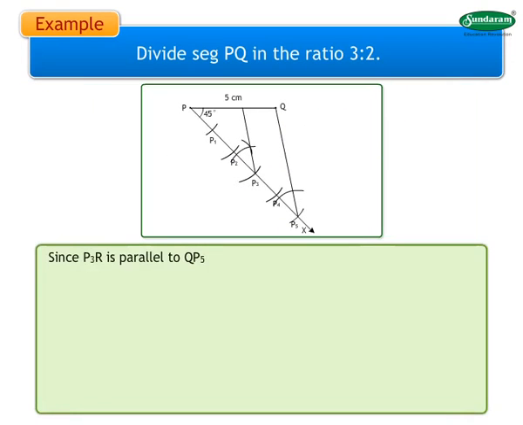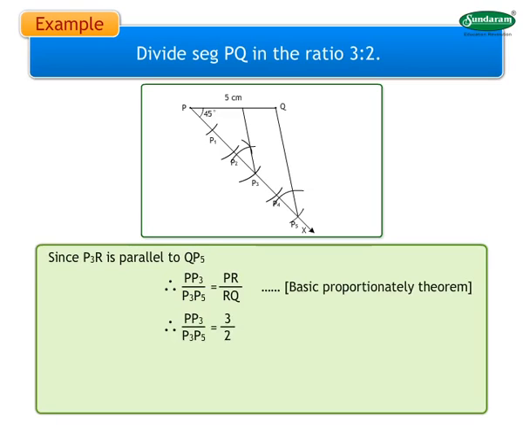Since P3R is parallel to QP5, by the basic proportionality theorem, PP3 upon P3P5 is equal to PR upon RQ. Therefore, PP3 upon P3P5 is equal to 3 upon 2. Therefore, PR upon RQ is equal to 3 upon 2. This shows that R divides PQ in the ratio 3:2.